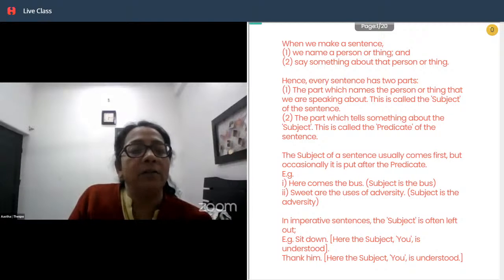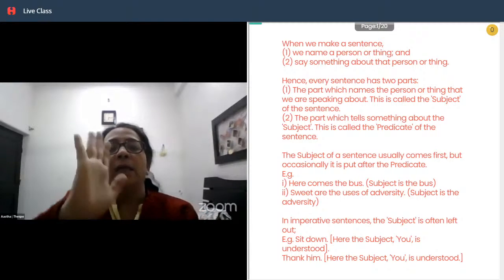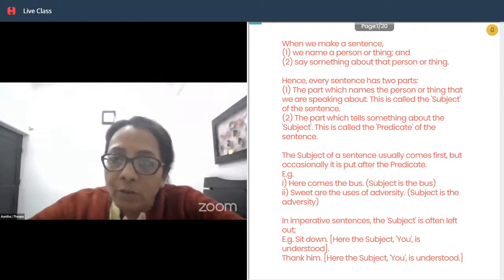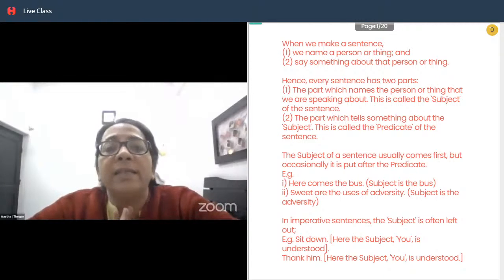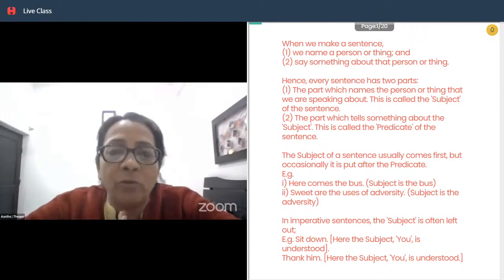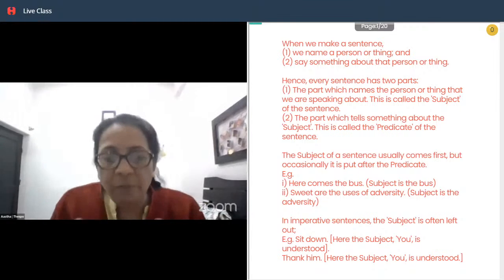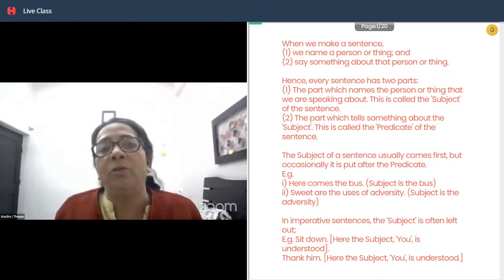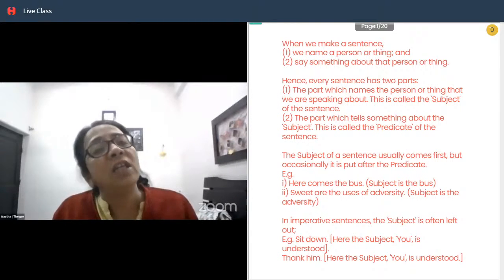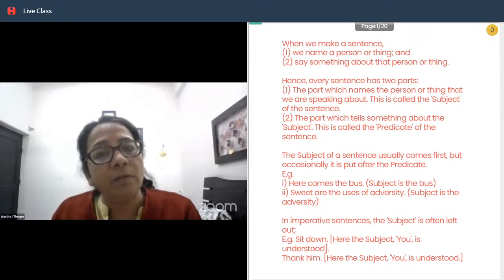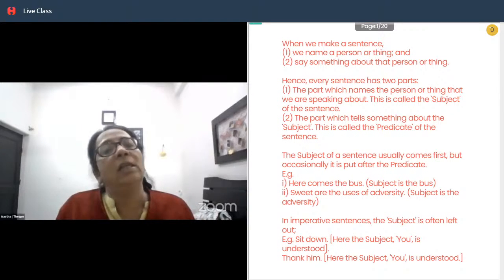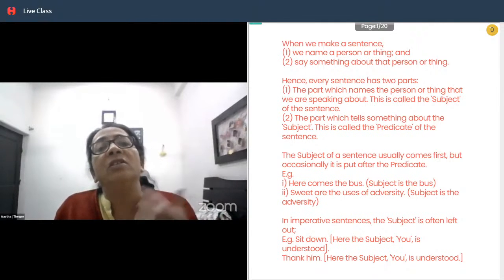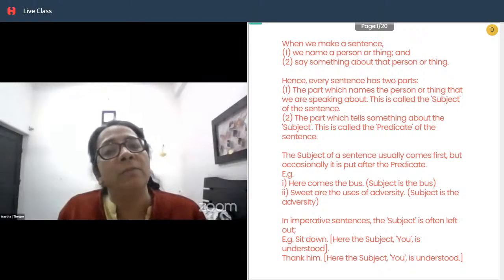See, the second part here, just read it out. Here comes the bus. Let's understand, whenever we make a sentence, what happens? We refer to somebody. There is somebody who is speaking, and there is somebody we are talking about in that particular sentence. When we are talking about a particular person or a thing in that sentence, that becomes my subject. And the balance, whatever is left, whether it is one word, or five words, or just two words, that part becomes the predicate.